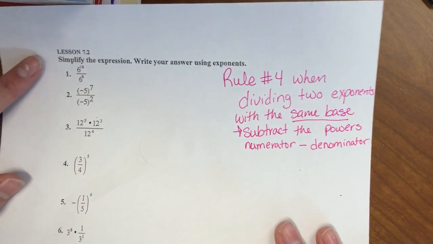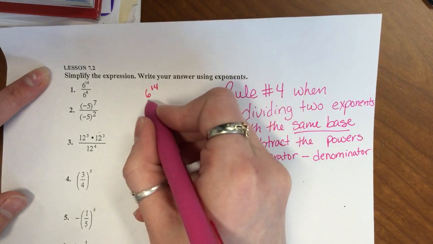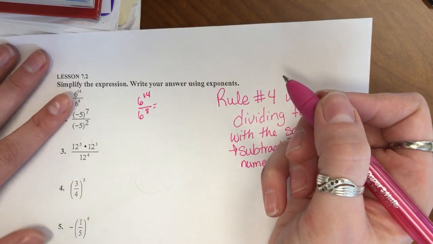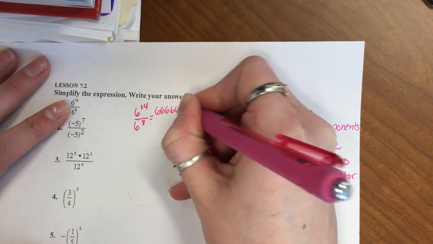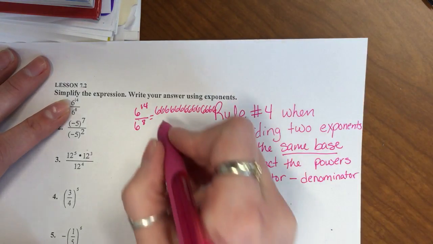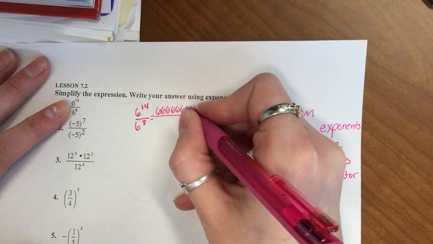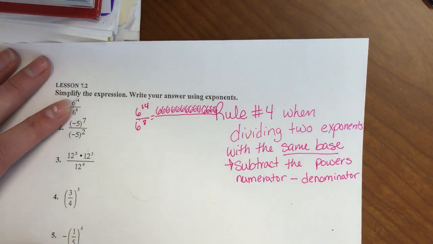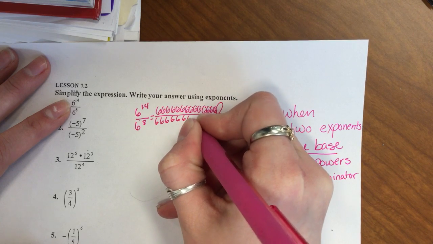Okay, so we have 6 to the 14th over 6 to the 8th. Rewriting that using repeated multiplication: 1, 2, 3, 4, 5, 6, 7, 8, 9, 10, 11, 12, 13, 14. Just barely fits. With a multiply between those, obviously. And 6 to the 8th: 1, 2, 3, 4, 5, 6, 7, 8.